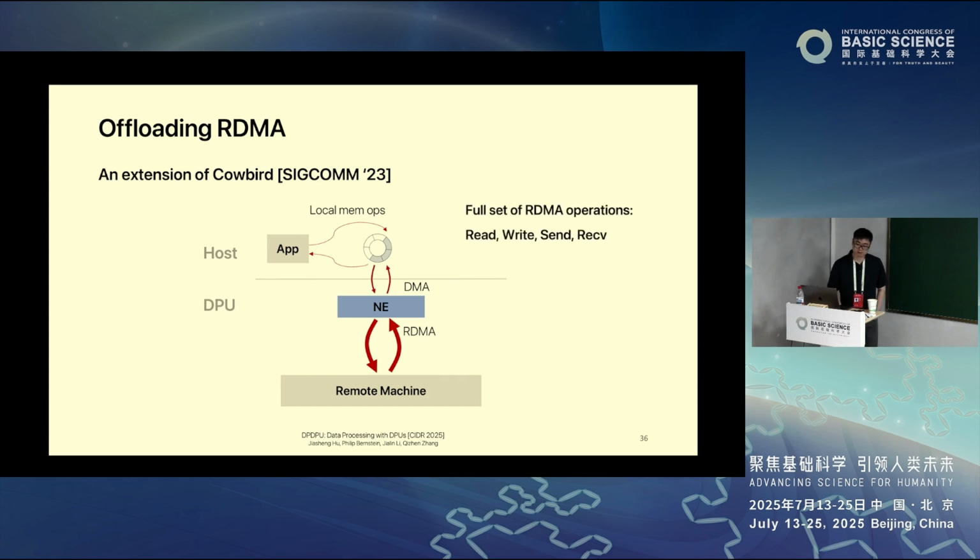And Carbird was for disaggregated memory, which means that it only supports RDMA read and write. So we want to support a full set of RDMA operations, including read, write, and send, receive.